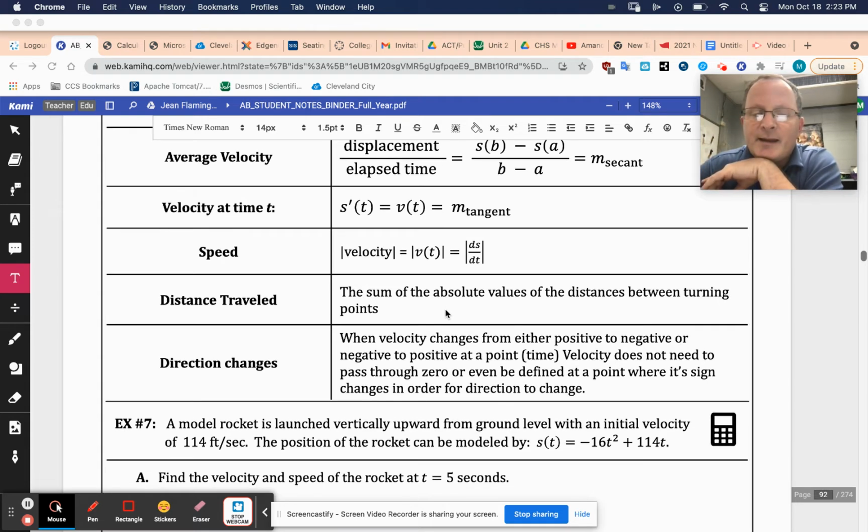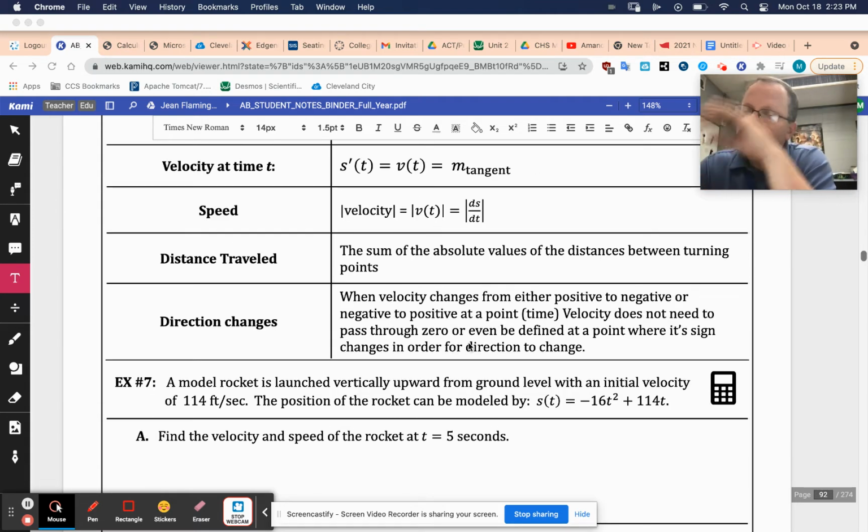All right, we'll talk more about that later. Direction changes where velocity changes from either positive to negative or negative to positive. Velocity does not need to pass through zero or even be defined at the point where the sign changes in order for the direction to change.